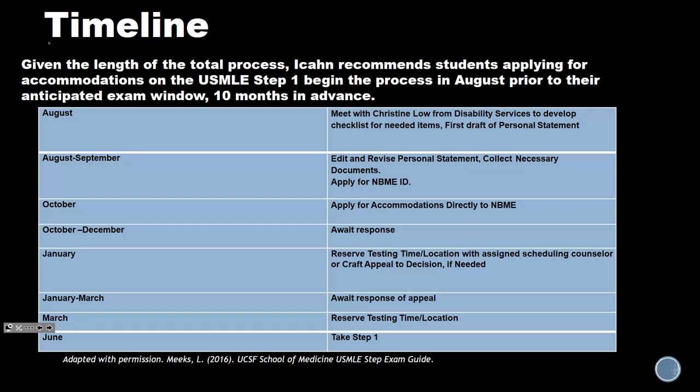If they do this early fall, they beat the rush of applications and they can have a faster turnaround time. And if they're denied, we have time to start the appeal process without them feeling the pressure to test. I always tell students it's worth their time to put the best packet together the first time.